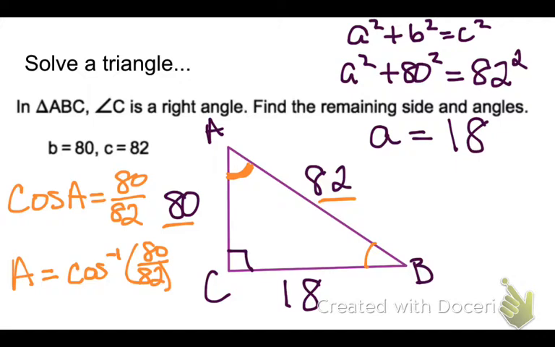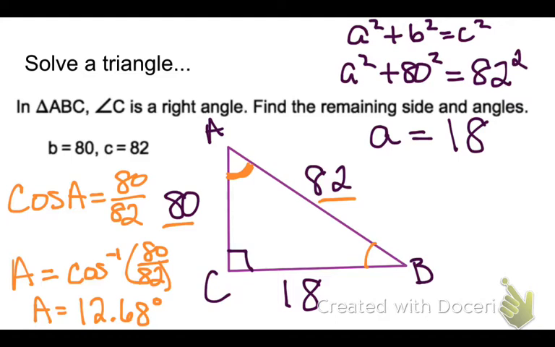Making sure that our calculator or Desmos is in degree mode before we find this calculation, we'll see that angle A is approximately 12.68 degrees. Now that makes sense because angle A, even though this drawing is not to scale, angle A is across from a very short side. It's only 18 units as it compares to the 80 units of the other side. So it makes sense that angle A would be a very small angle.